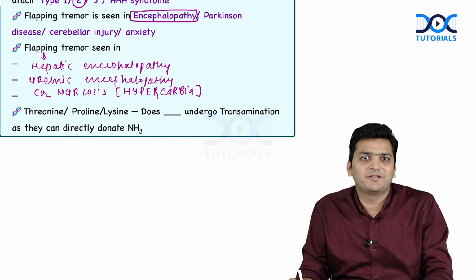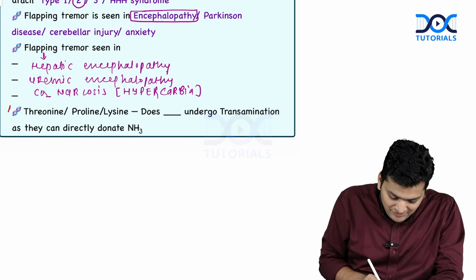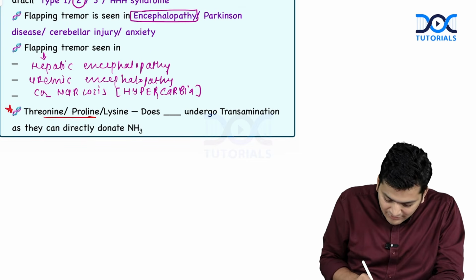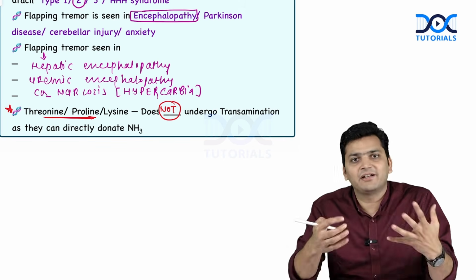There are 3 amino acids which do not undergo transamination. What was the mnemonic? IPL or TPL? It is TPL. Threonine, proline and lysine. They do not undergo transamination because they can directly donate the ammonia.